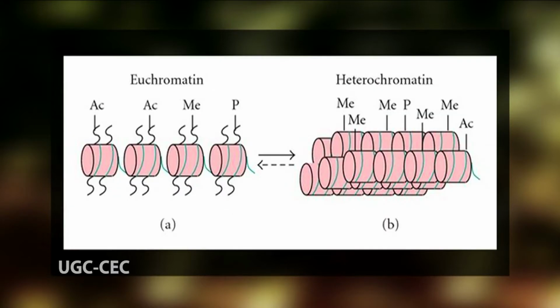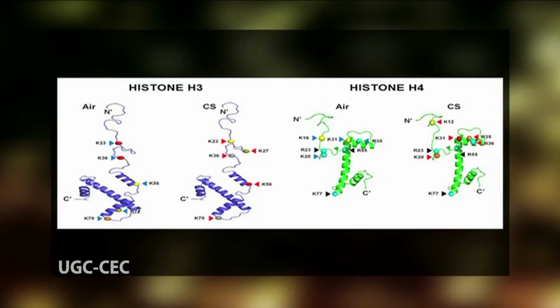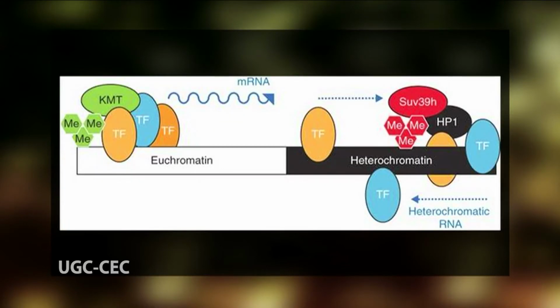Comparison of the nucleosomes present within heterochromatin versus euchromatin domains revealed a striking difference. The lysine residue at position 9 of the H3 histone in heterochromatin domains is largely methylated, whereas this same residue in euchromatin domains tends to be unmethylated, although it's often acetylated.